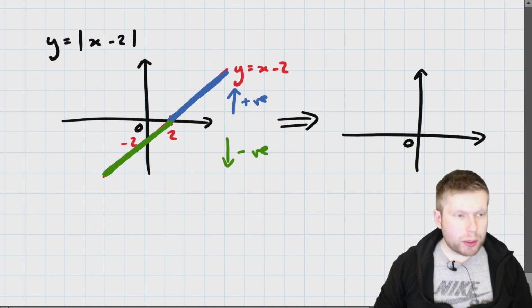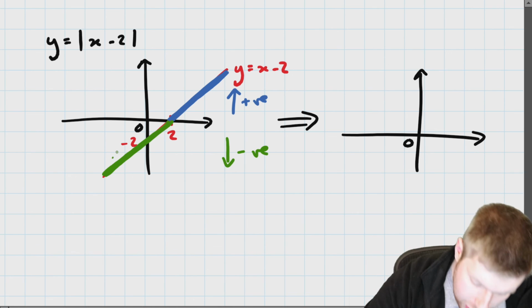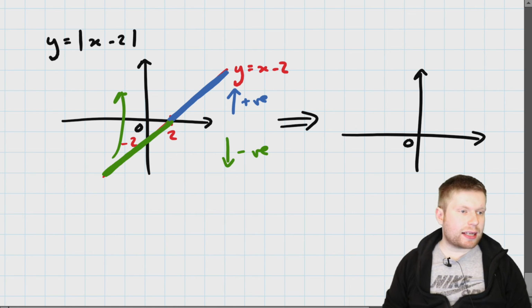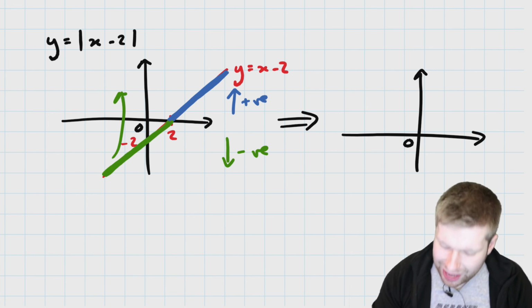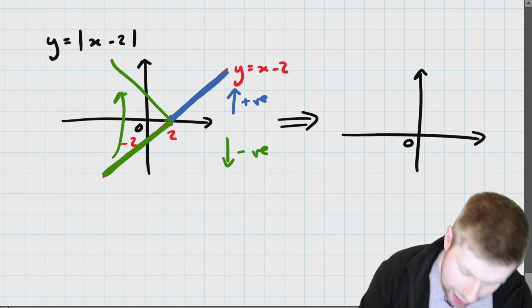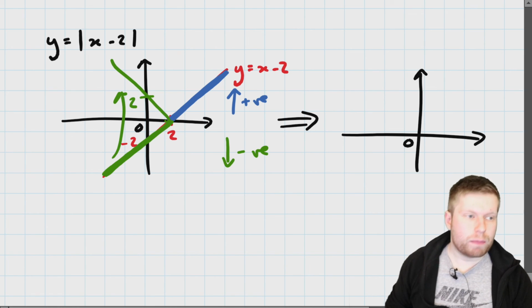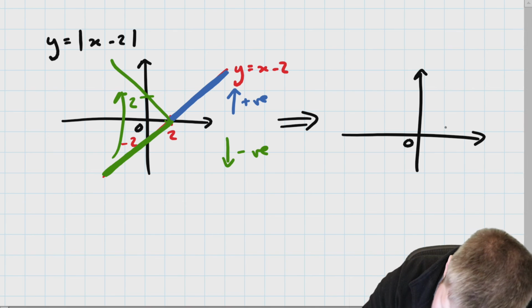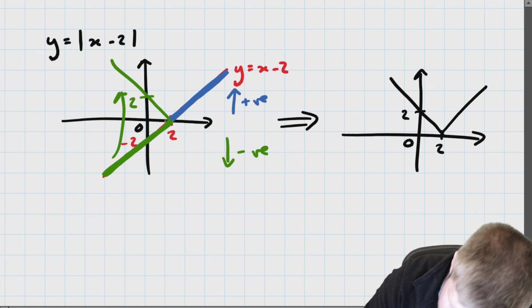Okay, so I don't want a negative output. So therefore, all I'm going to do is take all of those negative outputs and make them positive again. The way to do that is by reflecting it in the x-axis, because you notice that all of those negative y values now become positive y values. So in other words, it's going to flip up here instead, and it's going to intersect up here at 2 instead of at negative 2. Okay, so the overall graph will look something like this. So that there will be 2, and that there would be 2.